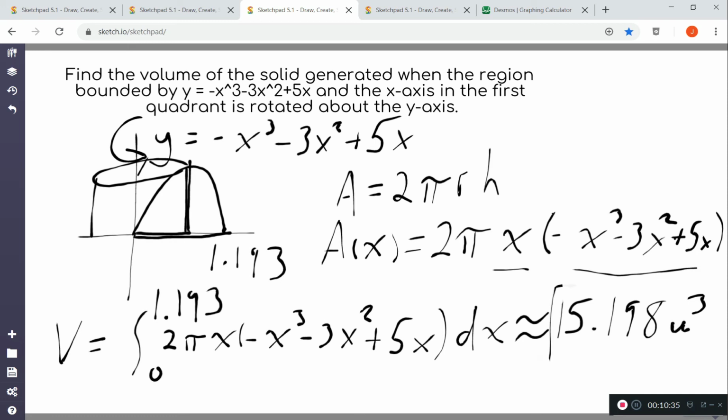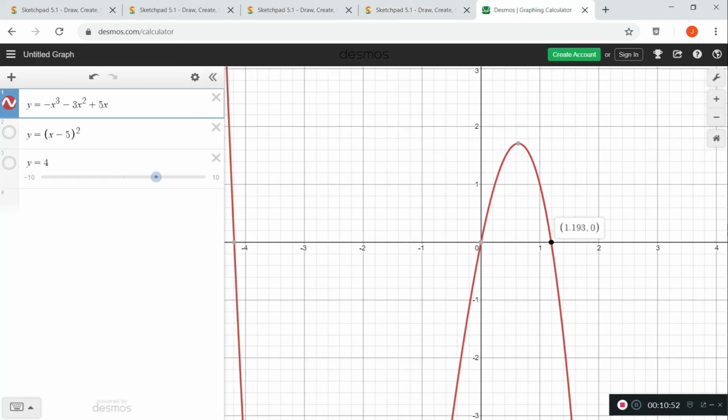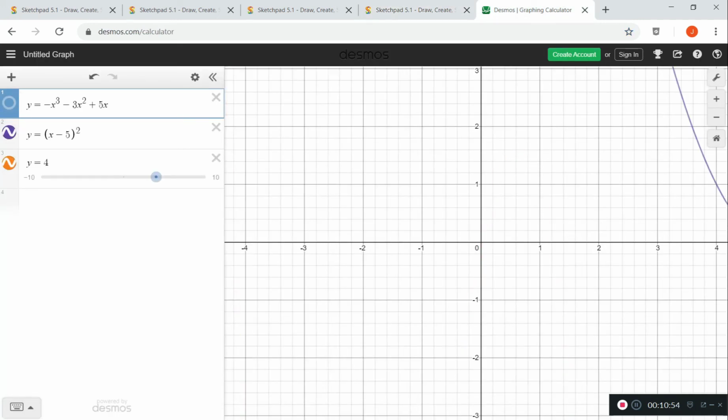All right. Last example. Find the volume of the solid generated by taking the region bounded by y equals x minus 5 quantity squared and y equals 4 and rotating about the y-axis. So let's go to Desmos and get an idea what this looks like. Put the two curves on there.